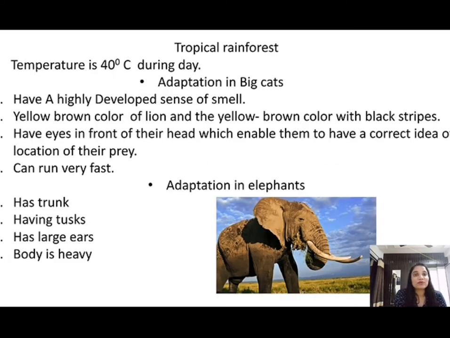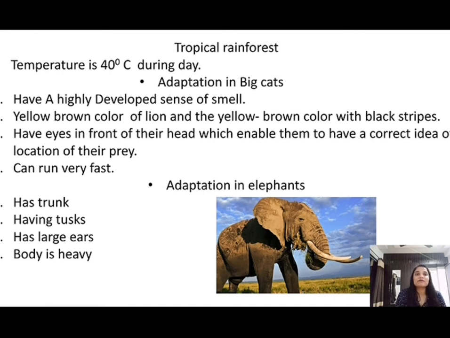Next, now we will see the tropical rainforest. In the tropical rainforest also, most of the features are the same. First, we will see the temperature. The temperature is 40 degrees Celsius during the day. And 40 degrees Celsius is too much. We cannot bear that temperature during the summer season, that you know very well. So they have developed that kind of feature so that they can live in such hot climate.